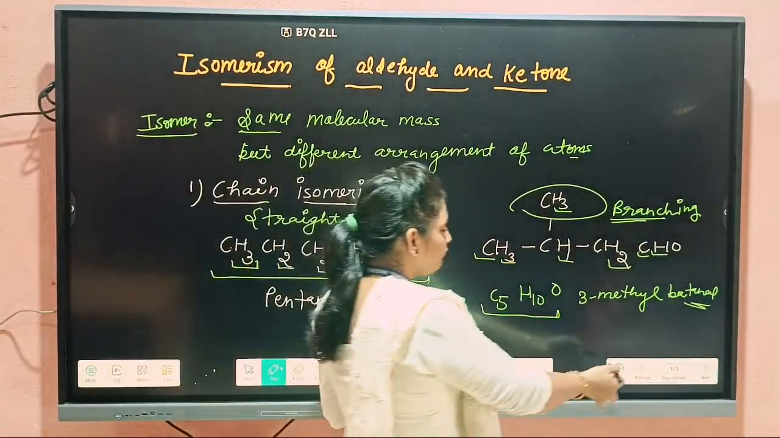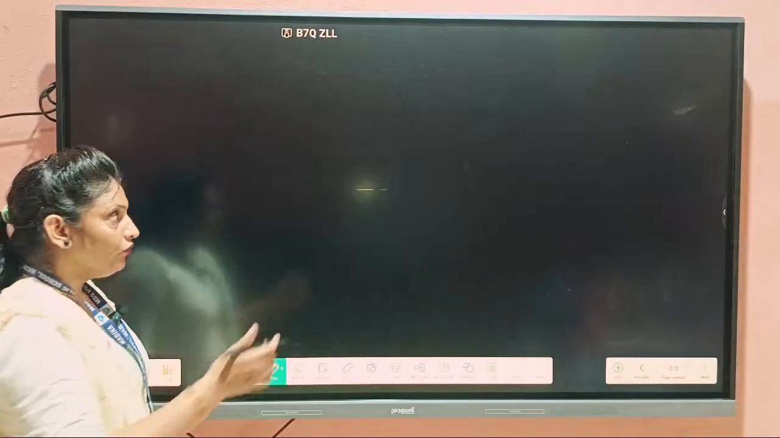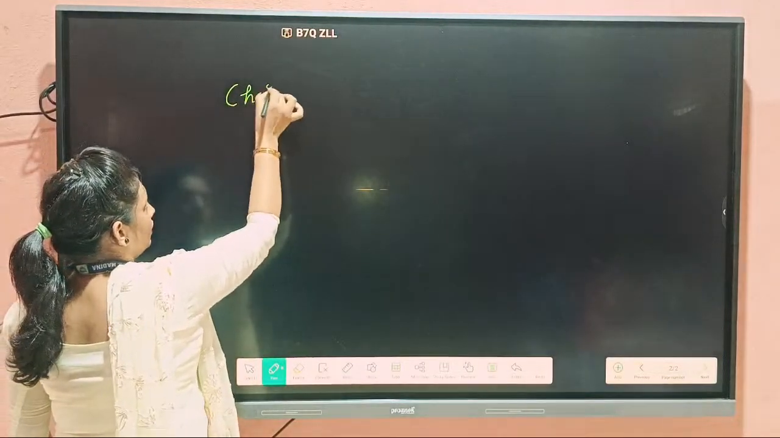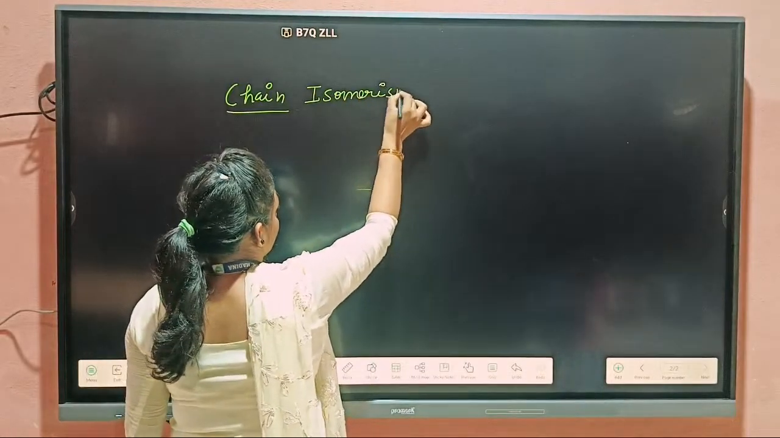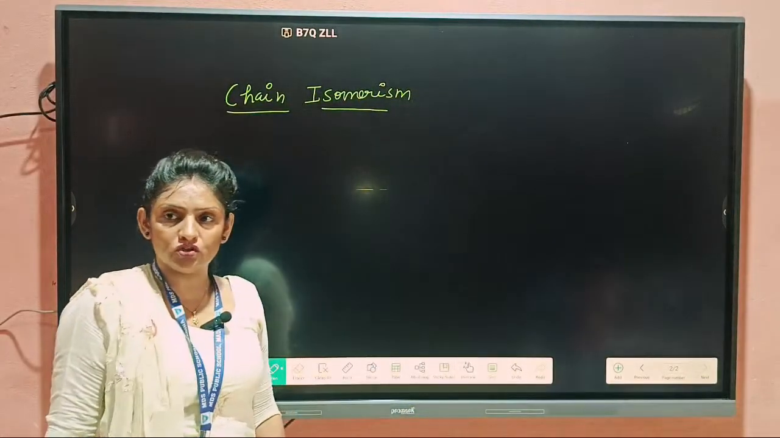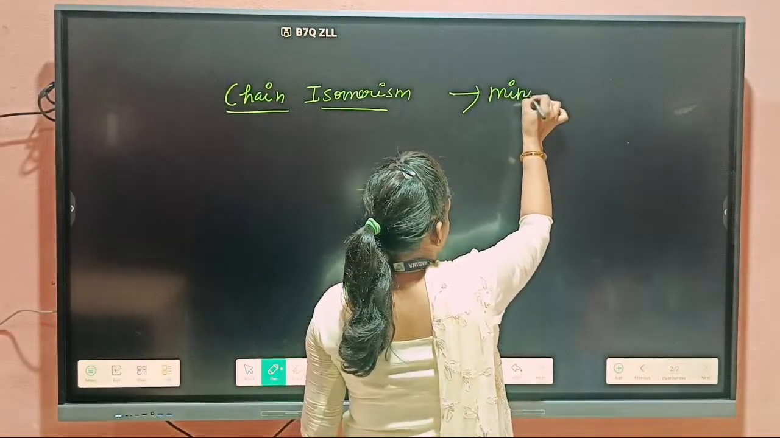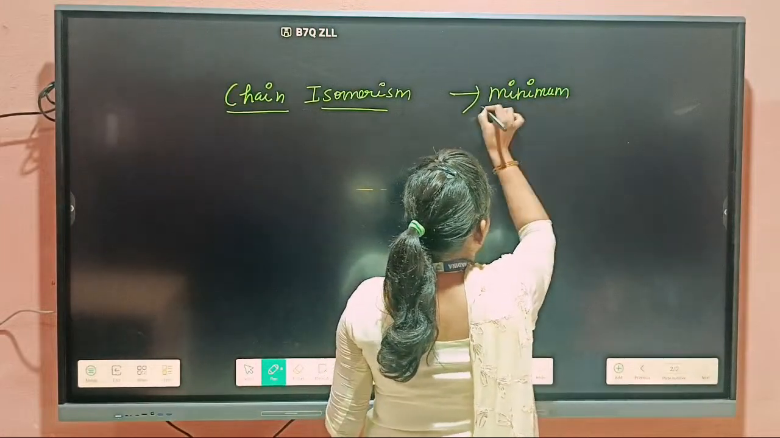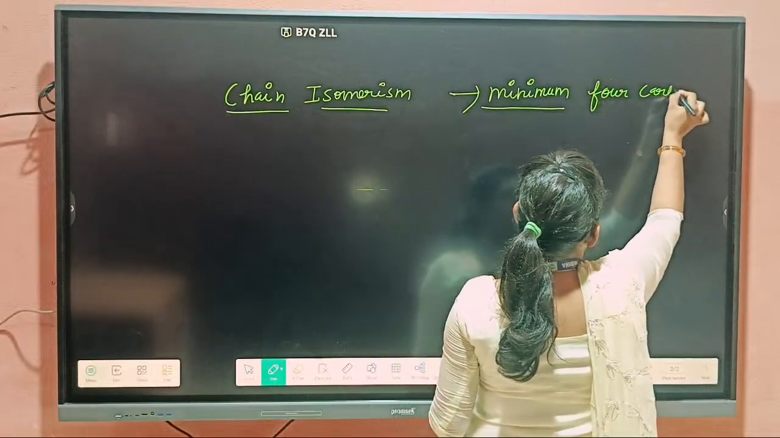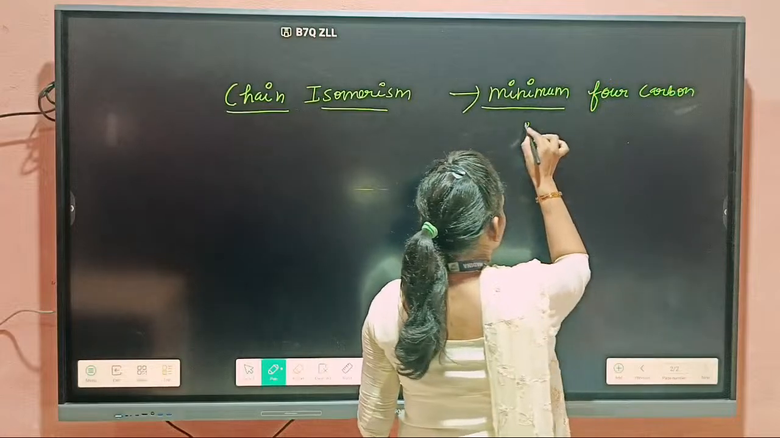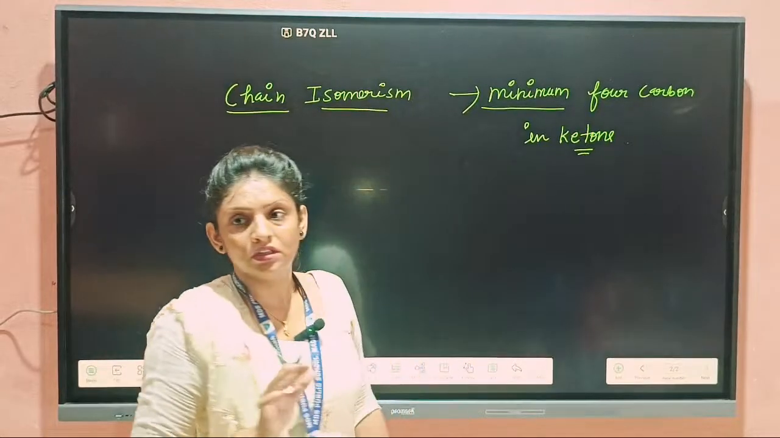If we talk about the ketone, do they show chain isomer or not? For ketone, students, there is a condition. In case of the chain isomer, there should be a minimum of 4 carbons in the ketone. If carbons are less than 4, then they do not show the chain isomer.